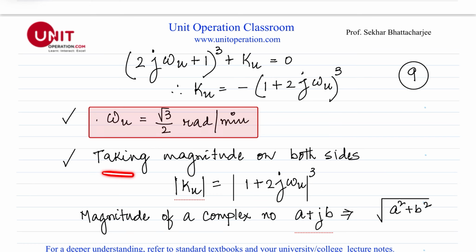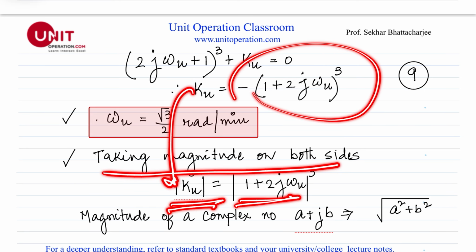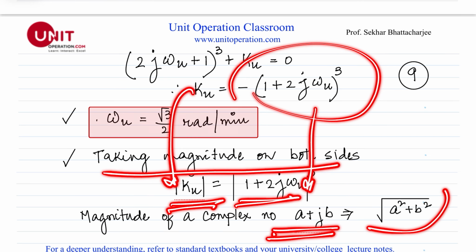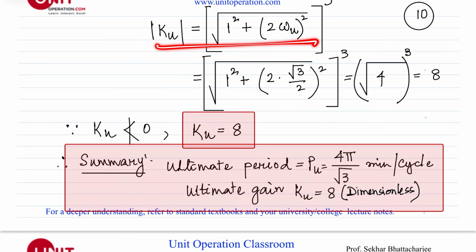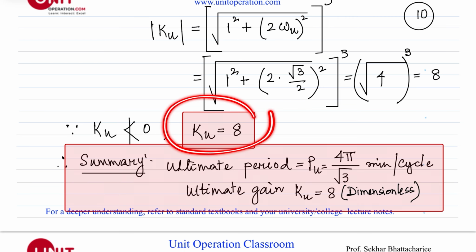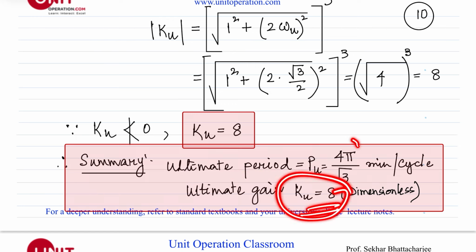So taking magnitude on both sides, of course, is going to be this, and the magnitude on both sides of this one, we get this one right here. And we know the magnitude of a complex number is given by this. Again, very standard. So if we apply that, we get this value, and we get K is equal to 8. So the ultimate period is going to be this one right here, and the ultimate gain is going to be this one right here. So this is the answer that is required. So option C is the correct answer.